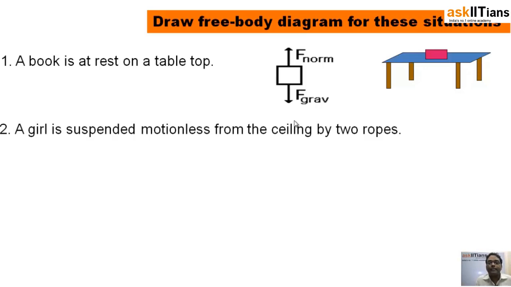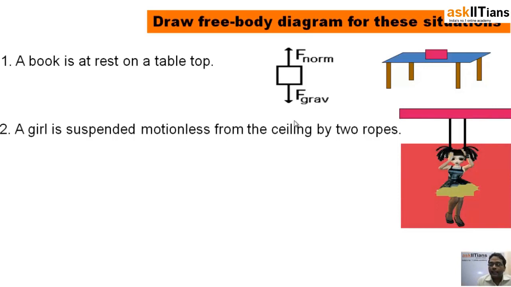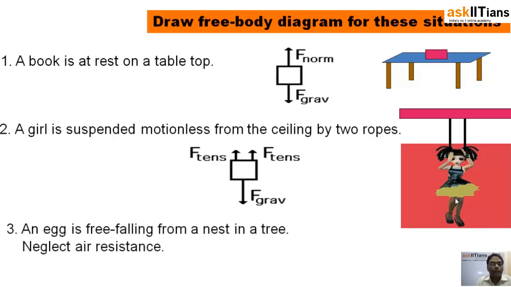Similarly, if we say that there is a girl that is suspended motionless from the ceiling, it is not looking like a girl though, but let's assume that it is. Here, as you can see, there are two ropes which are keeping her in place, and she would obviously have her weight. Therefore, there are going to be two tension forces which are going to be balancing the gravitational force.